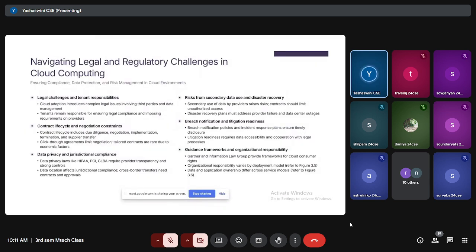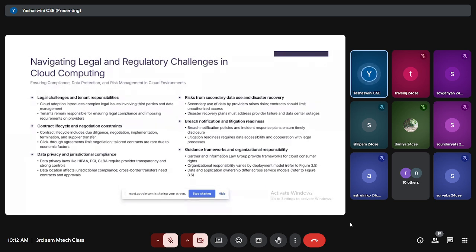So, how do we navigate the legal issues? So, compliance is one, protection is one, risk management is one. So, legal challenges and tenant responsibility. So, if you are using authenticated software, or if you are using third party data, how will you ensure the safety of that particular data? So, tenants remain responsible only for accessing data, but legal compliance and all should be handled or ensured by the providers, right? Then the life cycle and negotiation constraints.